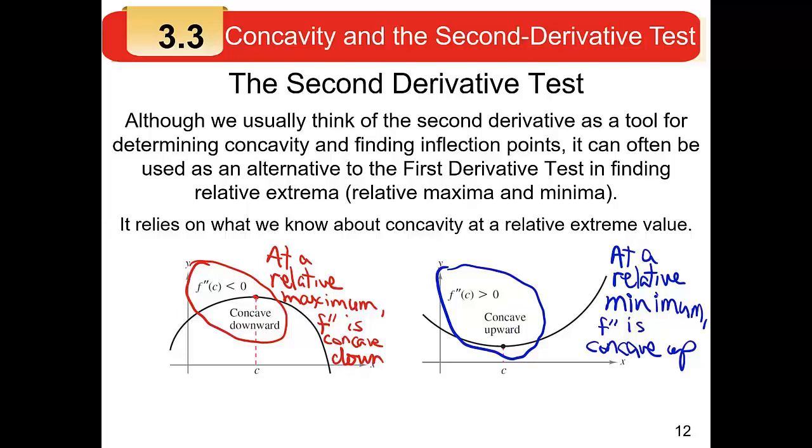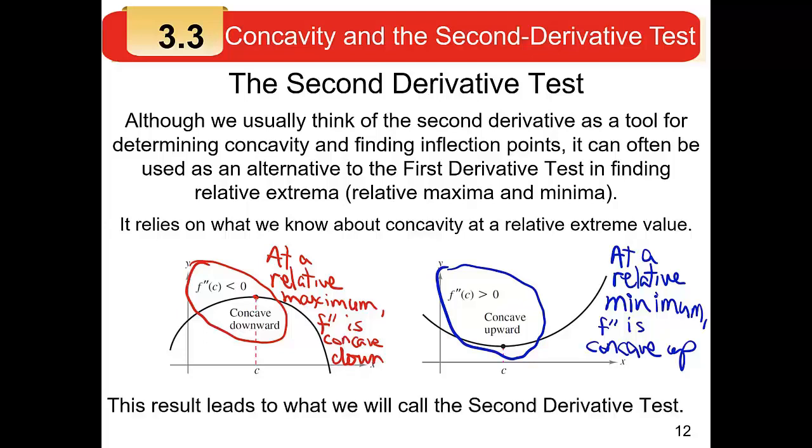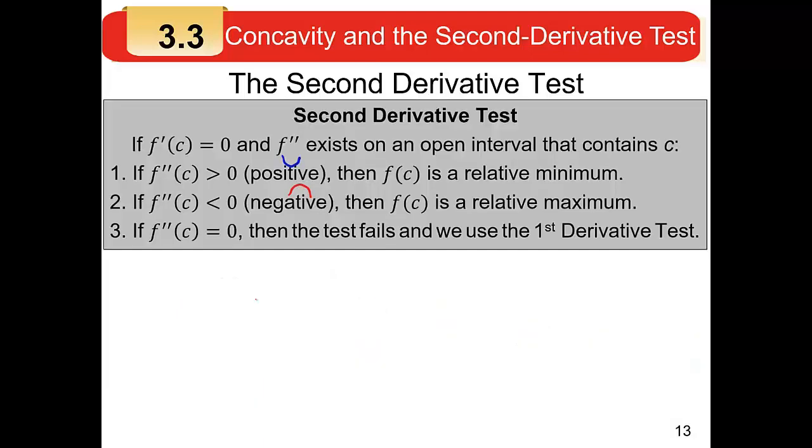Now, I said this test can fail on occasion, and I'm going to show you that in an example. But when it does work, it gives you something that's simpler to do than the increasing decreasing chart. Just to put it in focus, let's make it pretty clear by listing these steps.